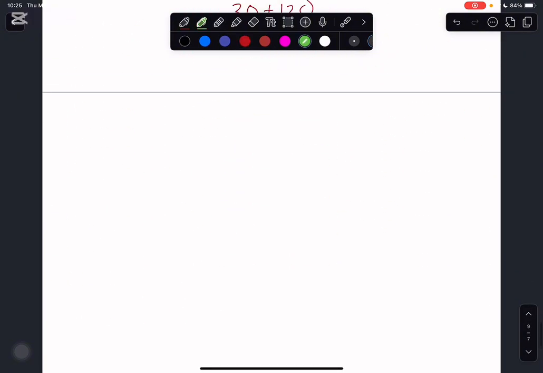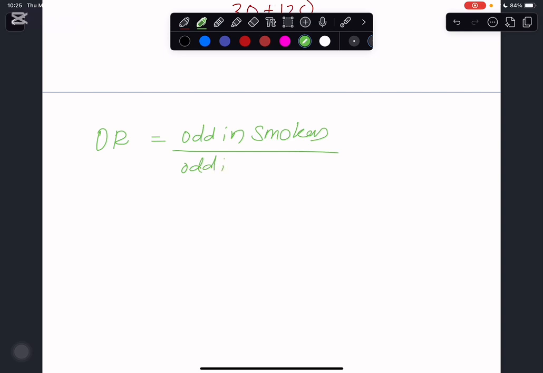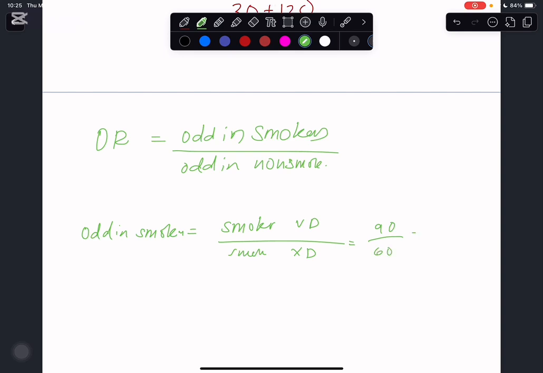Okay so the odds ratio basically is the odd in smokers over the odd in non-smokers. الحين بحسب كل واحد the odd in smokers و the odd in non-smokers كل واحد بروحه. So the odds in smokers equals the smokers with the disease over the smokers without the disease. Okay كان 90 over 60 which is 1.5.